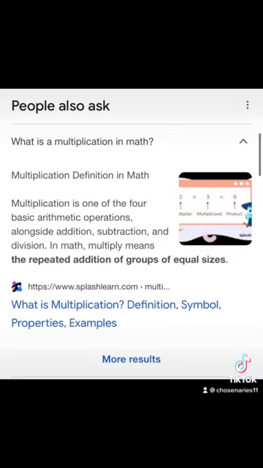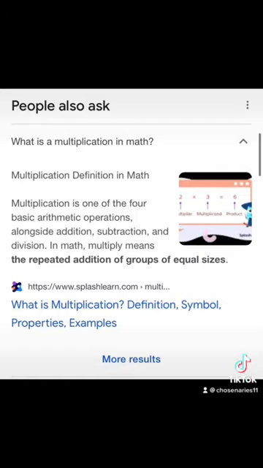Multiplication, by definition, is the repeated addition of groups of equal sizes. So they tell us 5 times 0 would be 0. I believe it would be 5. Because by definition, multiplication is just the repeated addition of groups of equal sizes.